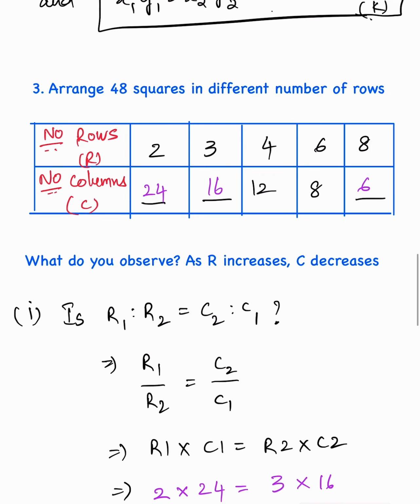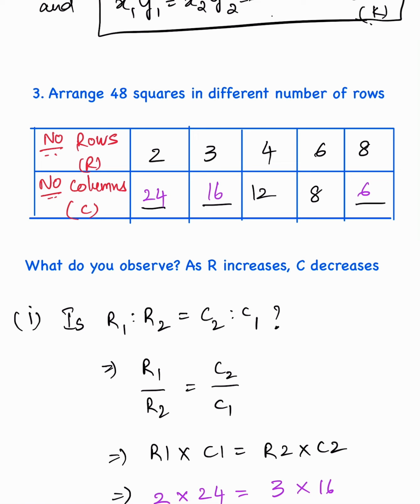Arrange 48 squares in different number of rows. See, for example, given number of rows are 2, 3, 4, 6 and 8. We know that here he gave these two values. Because 48 is the total number of squares, 12 into 4 is 48, 6 into 8 is 48. So we have to fill the remaining table values.